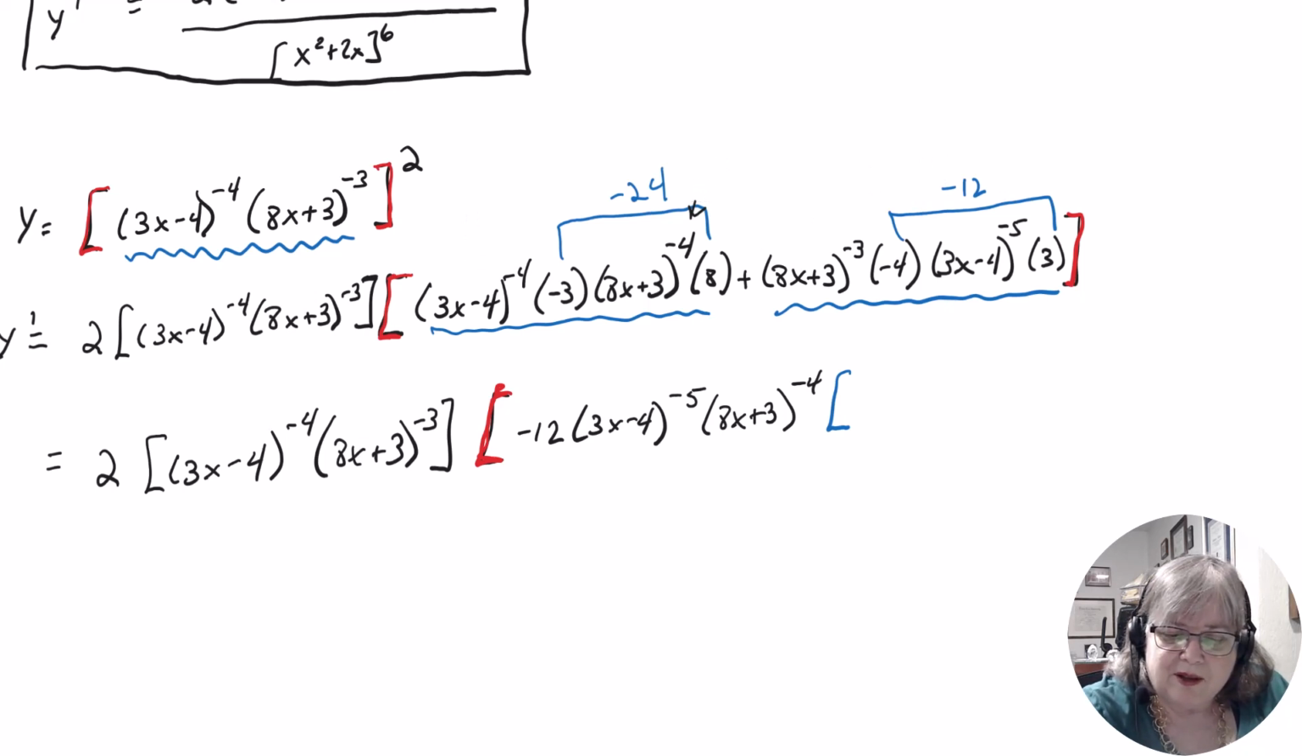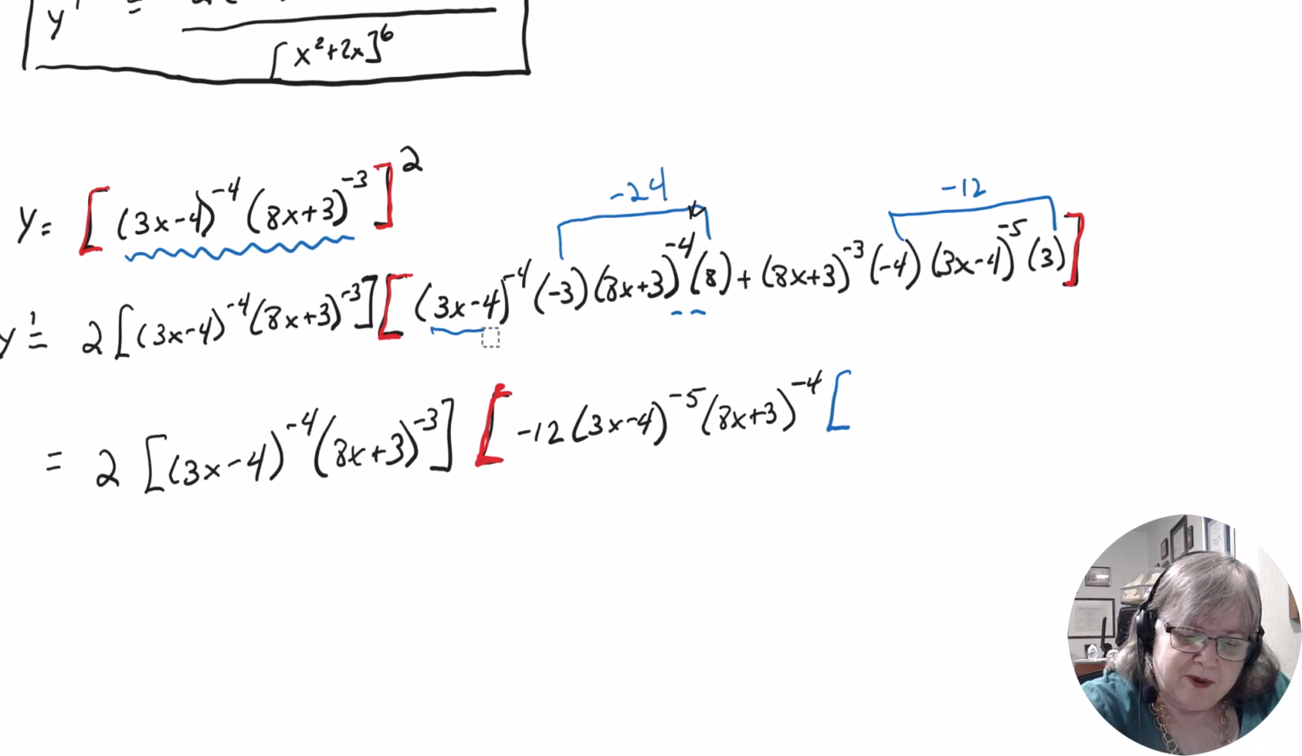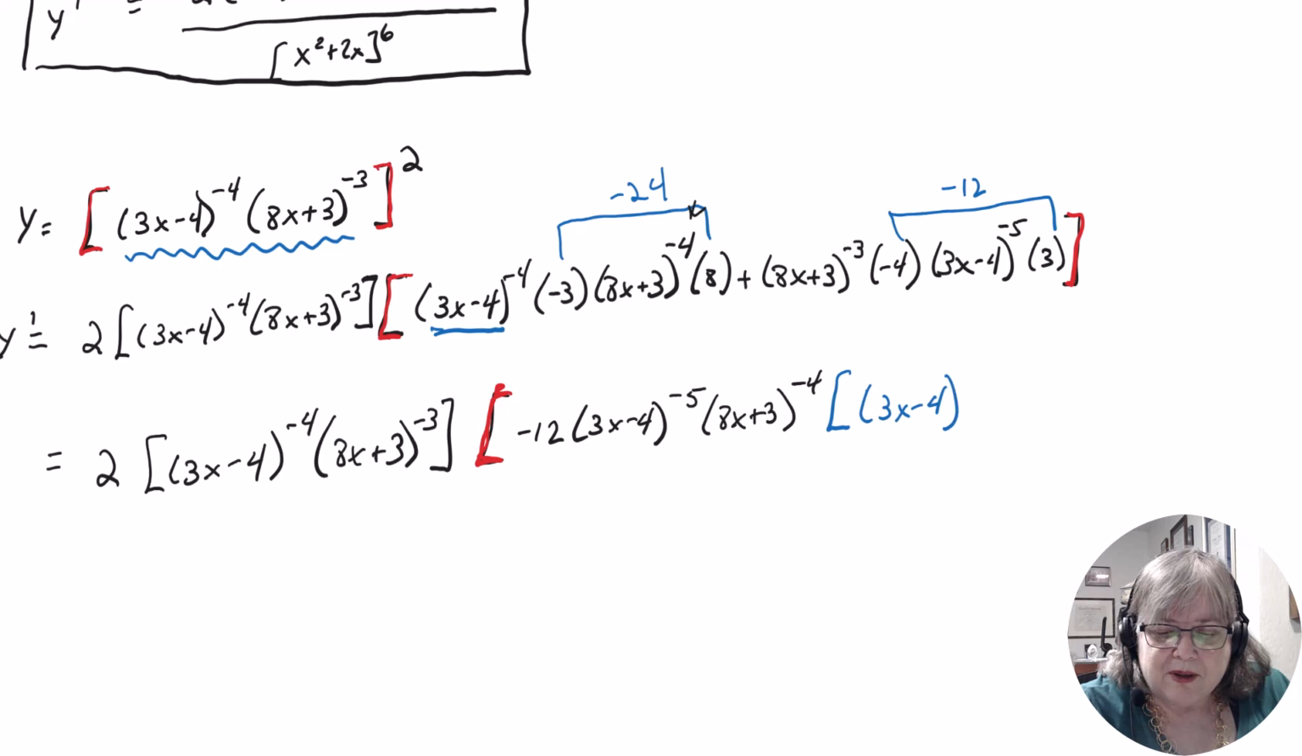So I'm going to change colors so you can see it. All right, here we go. Let me underline this as we go, maybe it'll help you keep track of where we're at. I had a 3x minus 4 to the negative 4th, and I took out a 3x minus 4 to the negative 5th. Okay, so it's not a match. So I must have some sort of 3x minus 4 left.